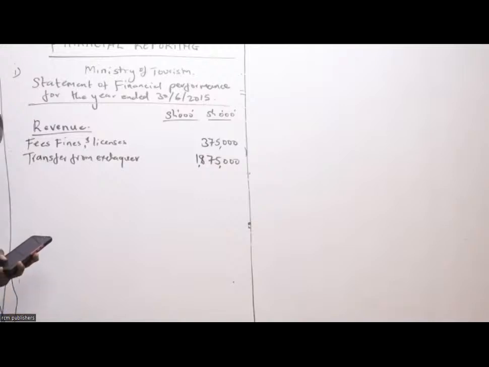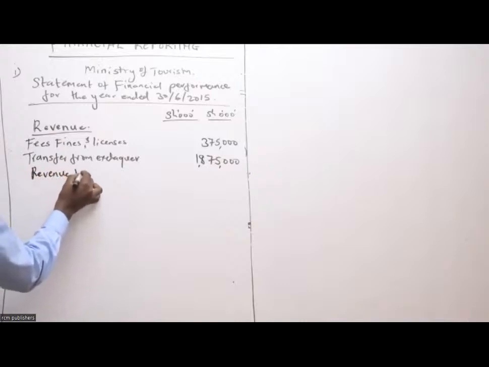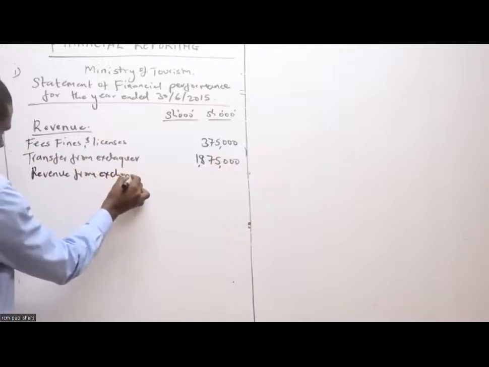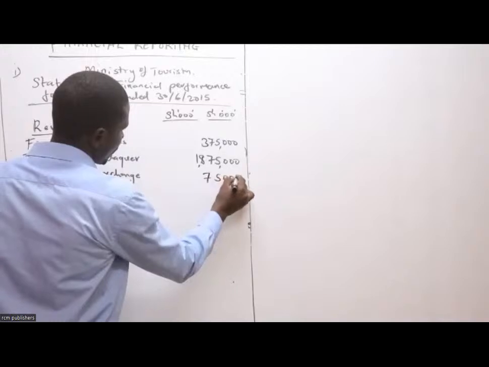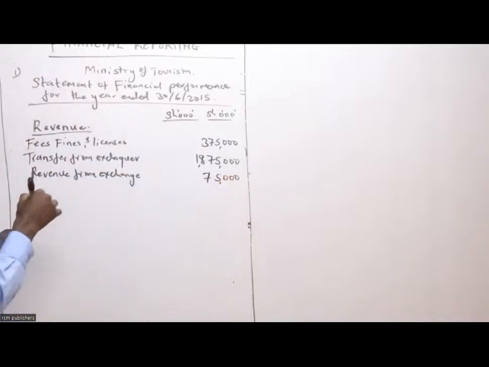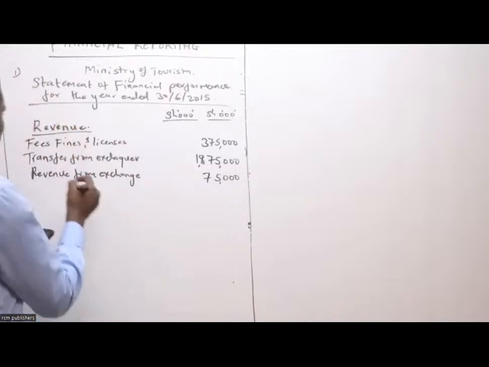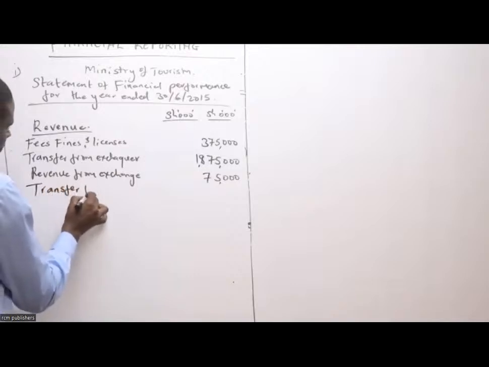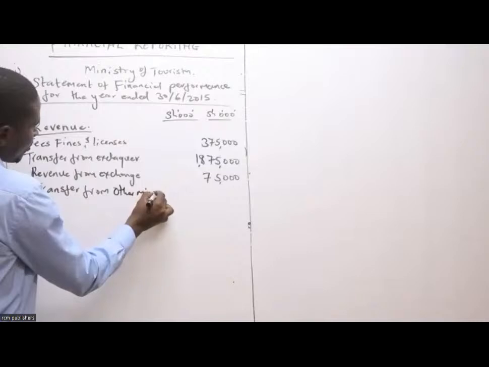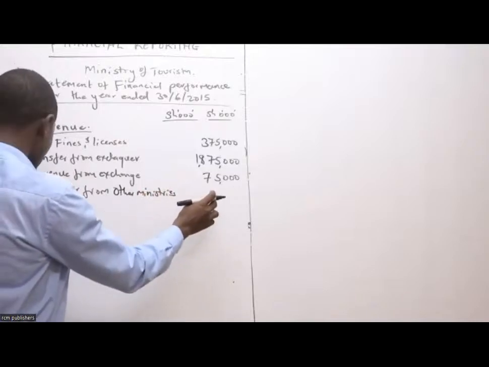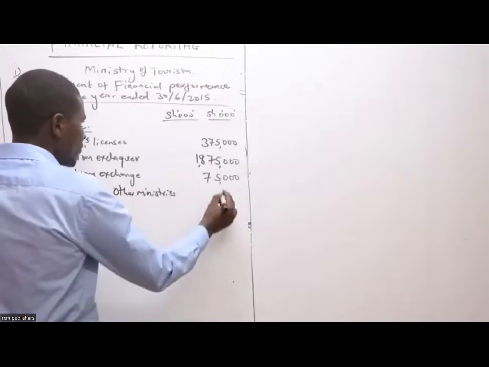Then what else do I have as a revenue? Transfer from other ministries. Revenue from exchange transactions. Is it 75,000? Yes, confirm for me. 75,000. Then I had seen another one there, transfer from other ministries. People have started to see them now. If this question comes, you should not fail. Other ministries, what amount can we put? 37,500.